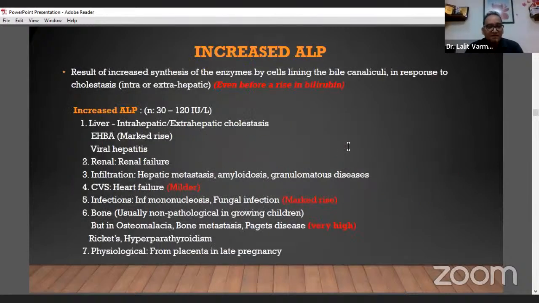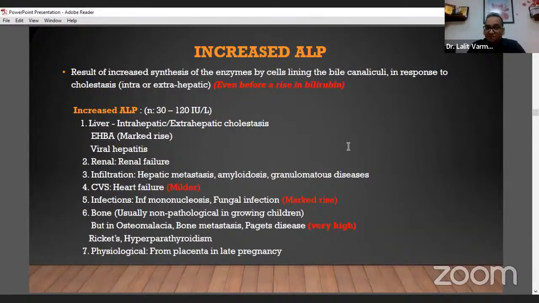Now, increased ALP pertaining to your liver. It results from increased synthesis of enzymes by the cells lining the bile canal in response to cholestasis. So most of the time, the rise in the ALP is because of that cholestasis. It can be an intrahepatic cholestasis or extrahepatic cholestasis, even before a rise is seen in the bilirubin. So bilirubin actually is the last one to rise.